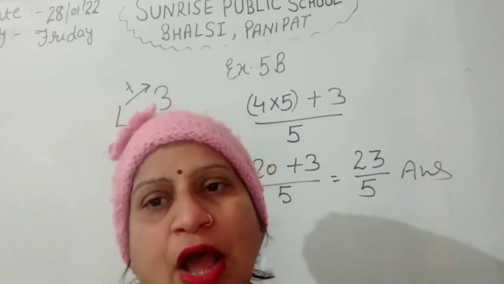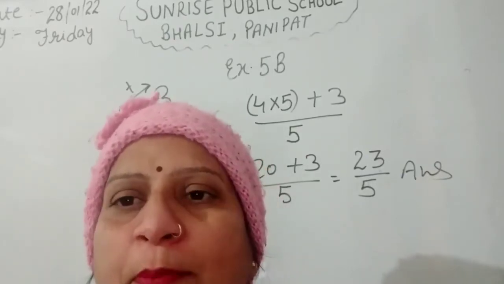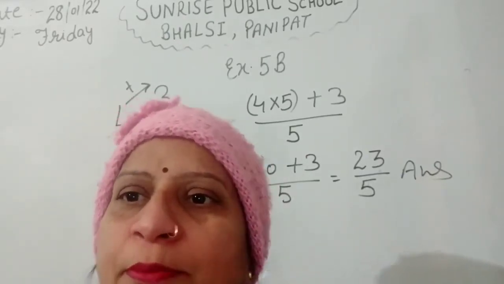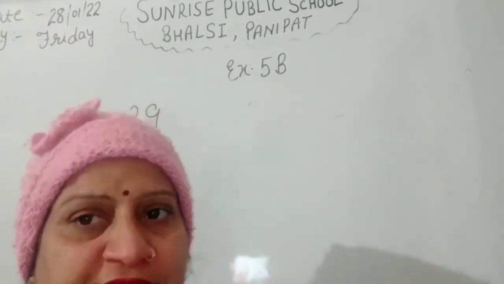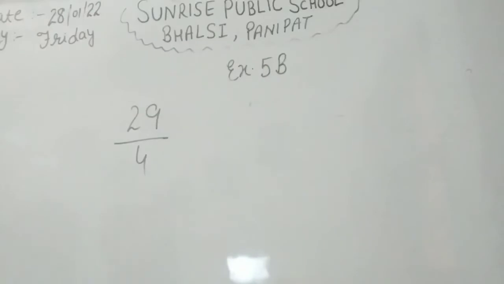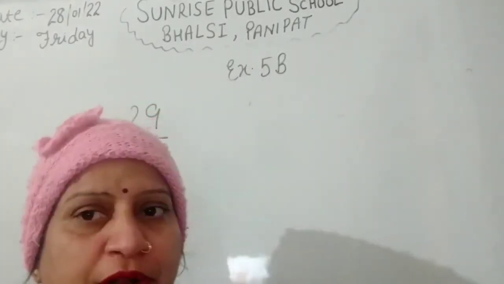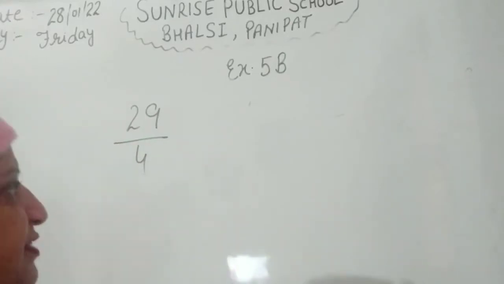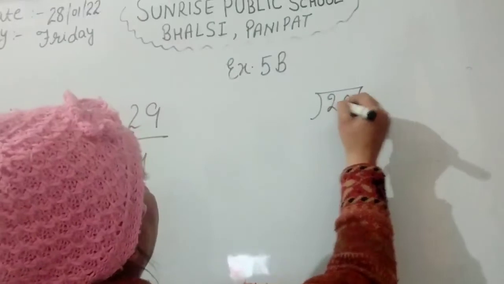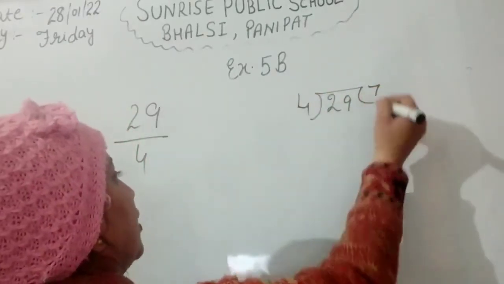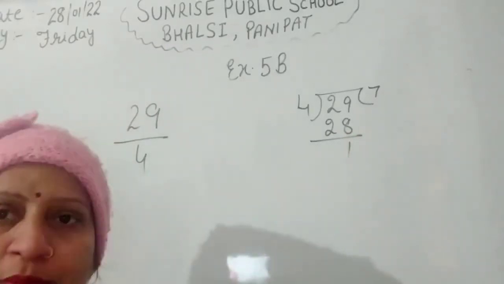Clear this one? Now my next question: you will learn how to convert an improper fraction into a mixed fraction. We are given the fraction 29 by 4. It is an improper fraction. Now we learn how to convert it into a mixed fraction. So we divide 29 by 4. 4 sevens are 28. Now our remainder is 1.